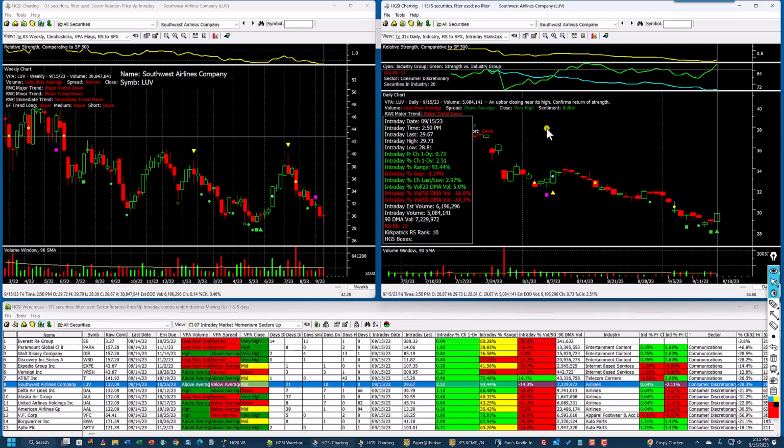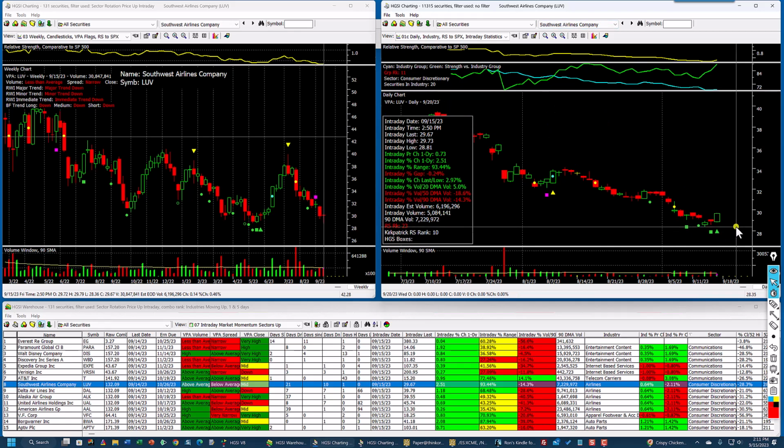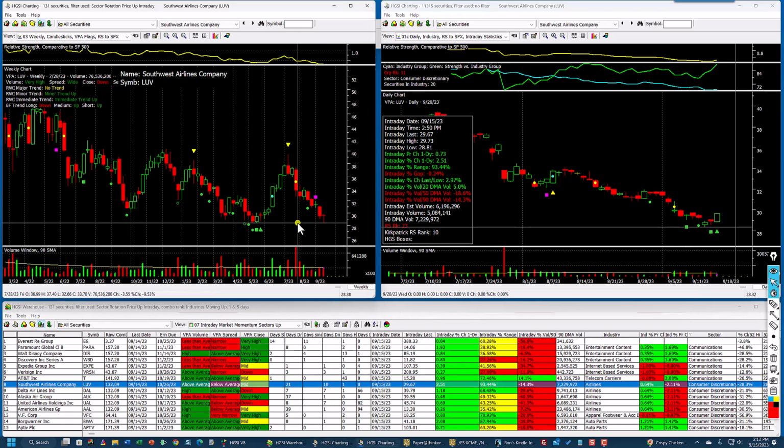Now, I usually don't buy stocks in this position, which are showing a strong trend down, but just for curiosity, put this in a watch list and see what Southwest does in the future. Remember, there's support over here on the weekly chart. Had a nice move up and then failed. Look at that great VPA signal right there.